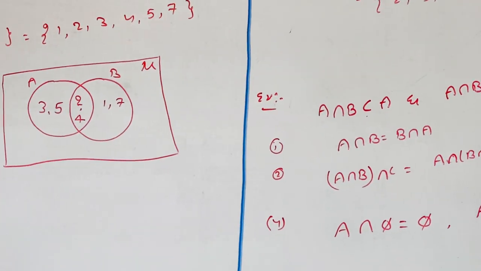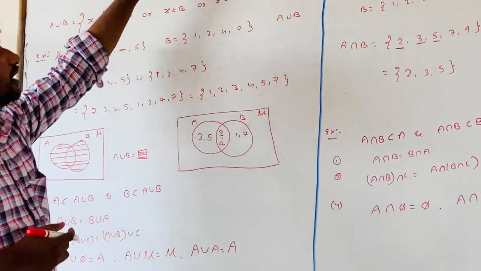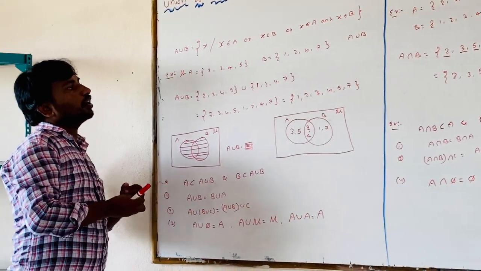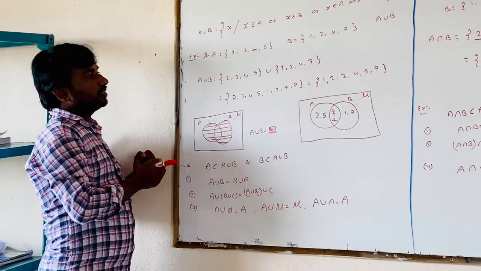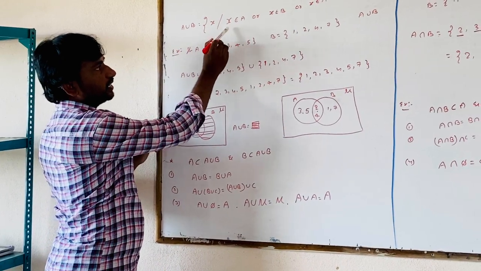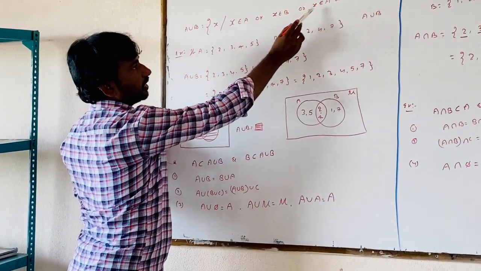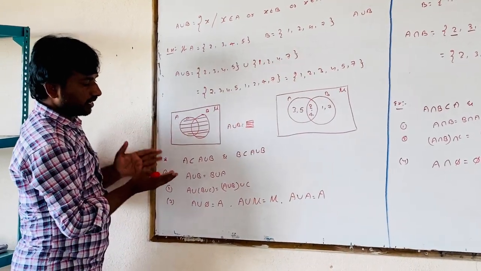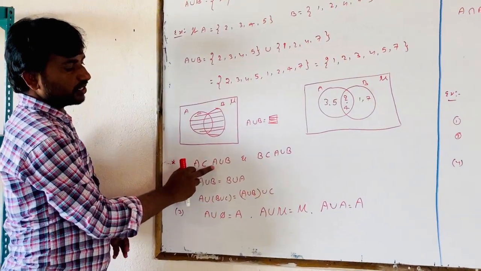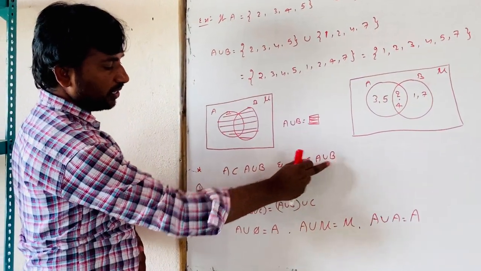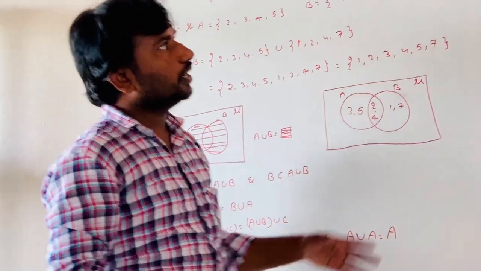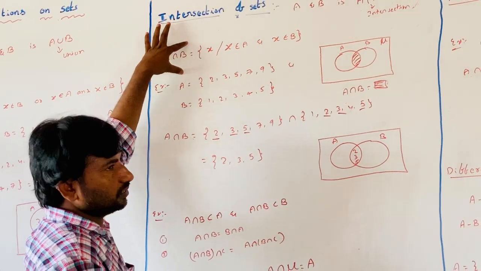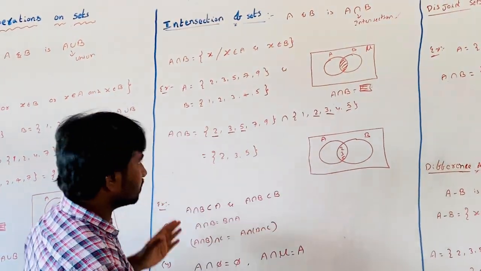Now, union of the sets. Two sets A and B, the union is denoted by the union symbol. Union means combining all the elements. Means for example, A union B is equal to the set of x such that x belongs to A or x belongs to B or x belongs to both A and B. Now this is an example, this is a Venn diagram, and here are some properties. A is always a subset of A union B and B is always a subset of A union B. And the common elements of A and B are called A intersection B. This is a Venn diagram, an example, with some general properties.